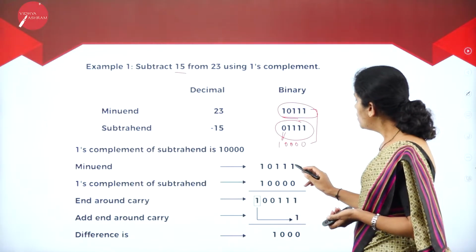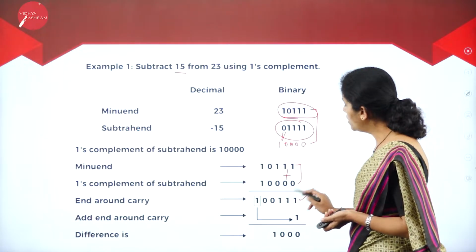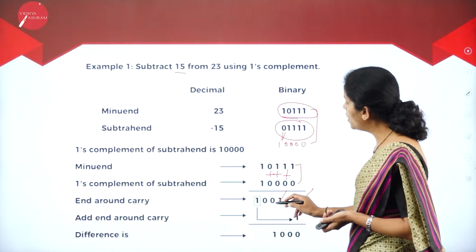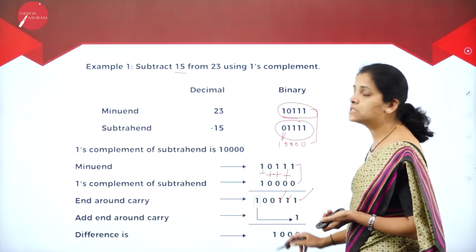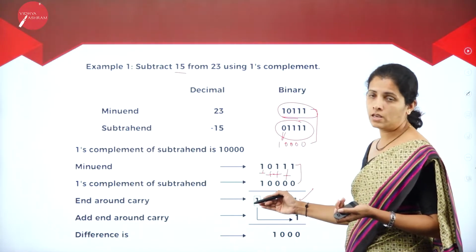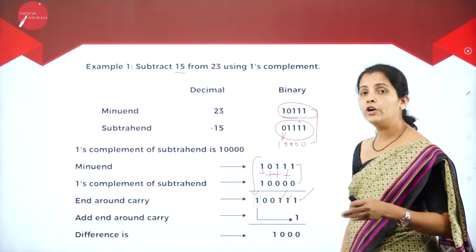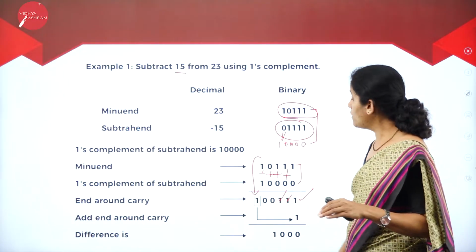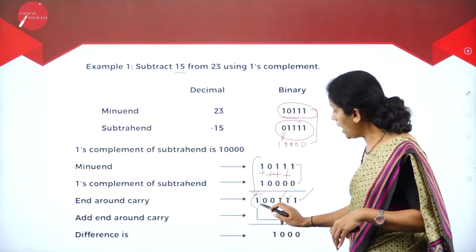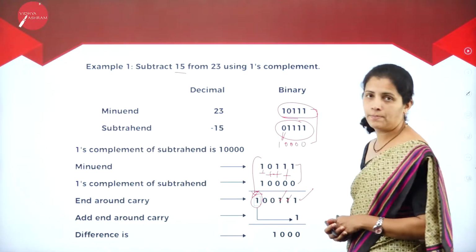So it is 1 plus 0, it is 1. 1 plus 0, it is 1. 1 plus 0, it is 1. 0 plus 0, it is 0. And 1 plus 1, it is 1, 0. So first I'll write the sum 0 and I'm going to write the carry 1. Now according to the last rule, I want to find the end round carry, and I want to add this end round carry with the LSB.